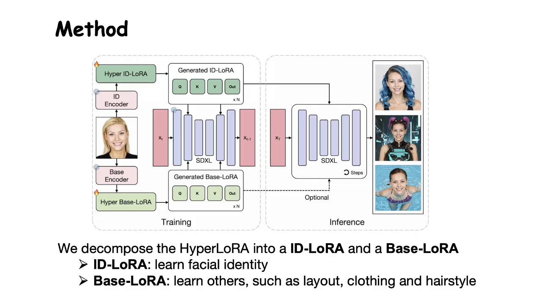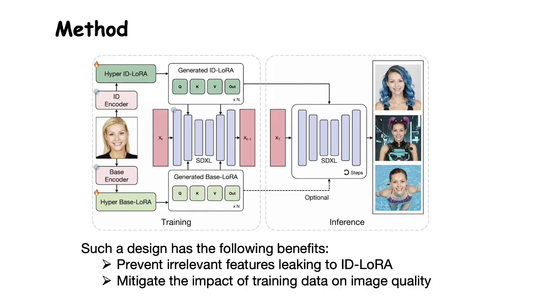This figure illustrates the overview of our method, namely HyperLoRA. We decompose the HyperLoRA into an ID LoRA and a base LoRA. The ID LoRA is designed to learn facial identity, while the base LoRA is expected to fit others, such as layout, clothing, and hairstyle. We implement HyperLoRA on SDXL and fix the weights of the pre-trained SDXL base model and encoders, allowing only HyperLoRA modules to be updated. At the inference stage, the ID LoRA is integrated into SDXL to generate personalized images, while the base LoRA is optional.